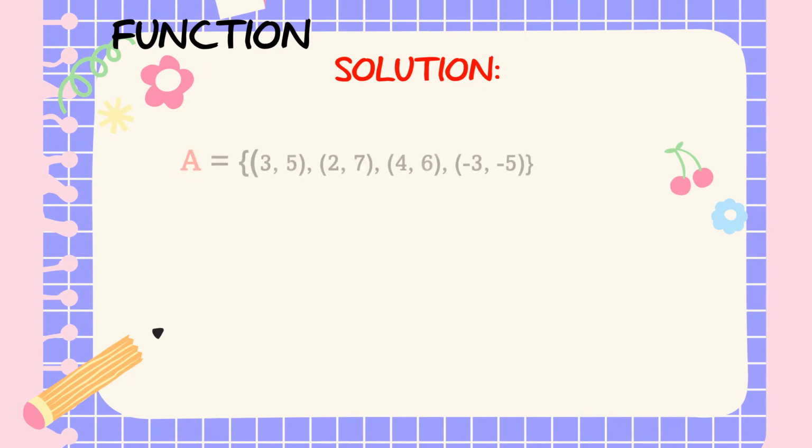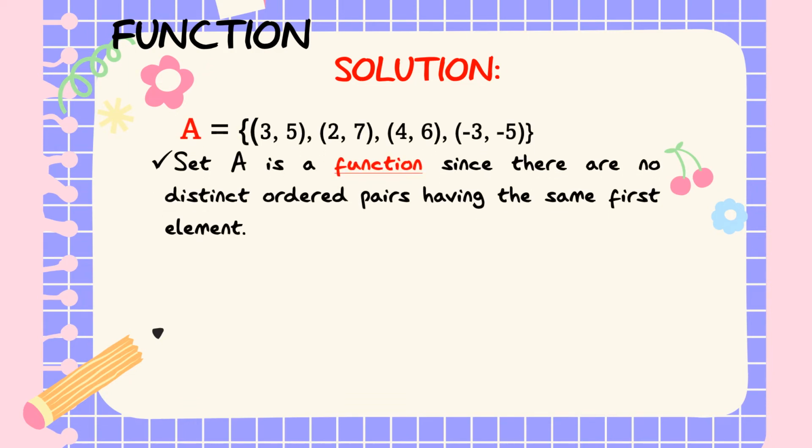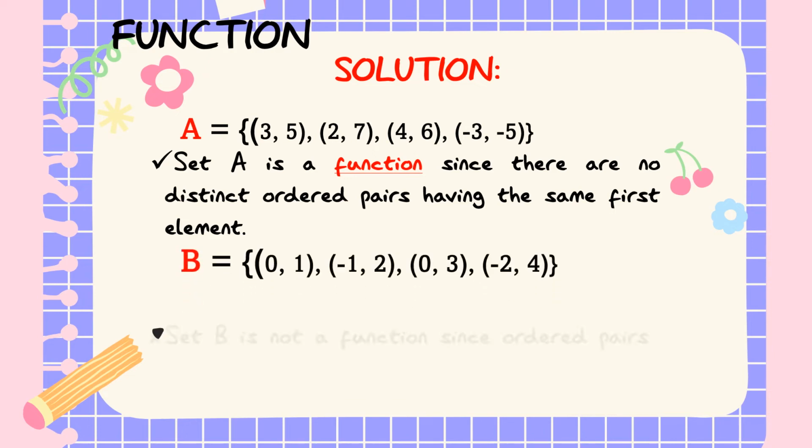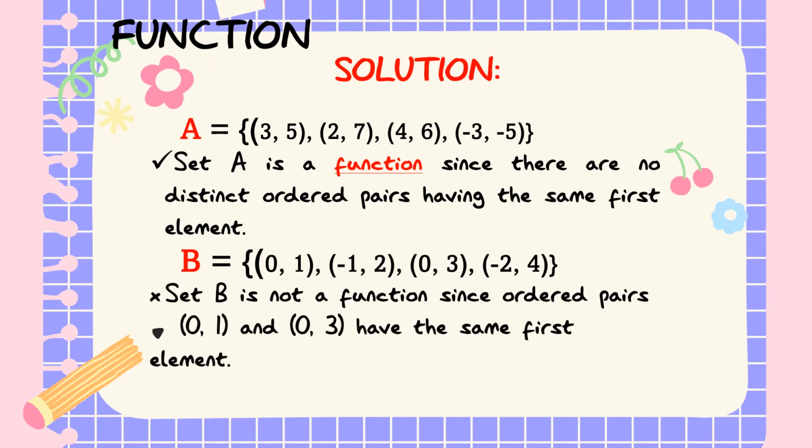So for us to know if the given set is a function or not, let's solve for it. So given the set A is a function since there are no distinct ordered pairs having the same first element. Set B, on the other hand, is not a function since ordered pairs (0, 1) and (0, 3) have the same first element.